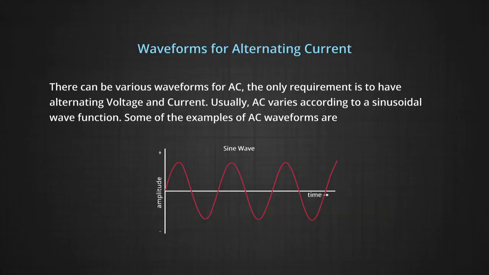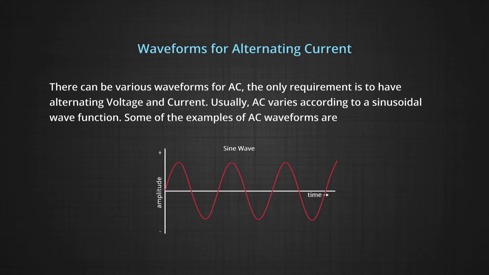Now we will see the waveforms of alternating current. There can be various waveforms for AC. The only requirement is to have alternating voltage or current. Usually AC varies according to a sinusoidal wave function. Some examples of waveforms are shown here. At the same time we can see this graphic of how 3-phase or live AC appears.